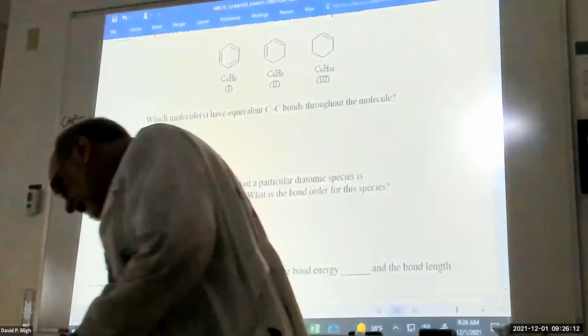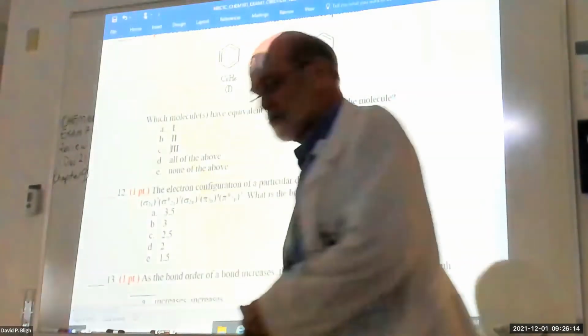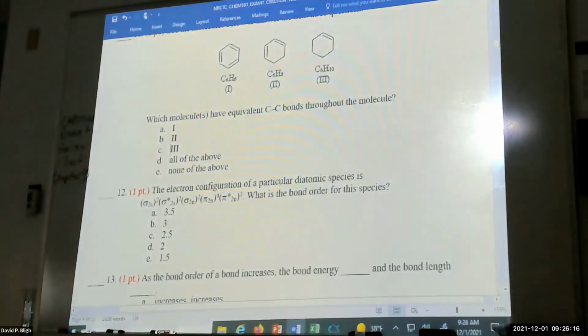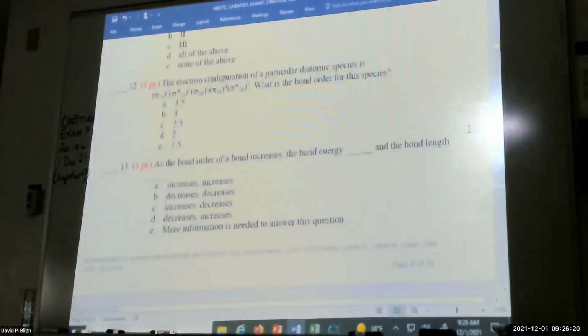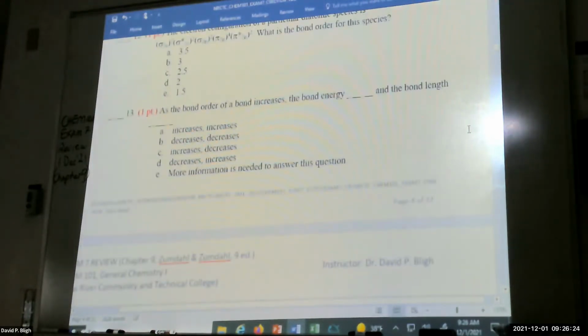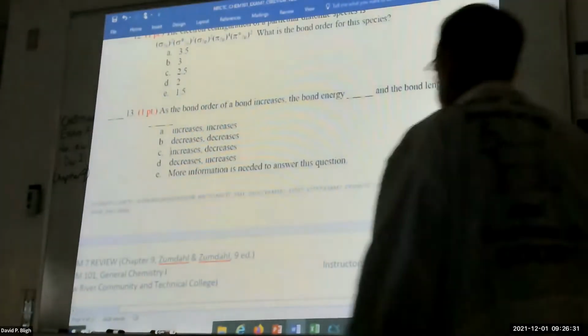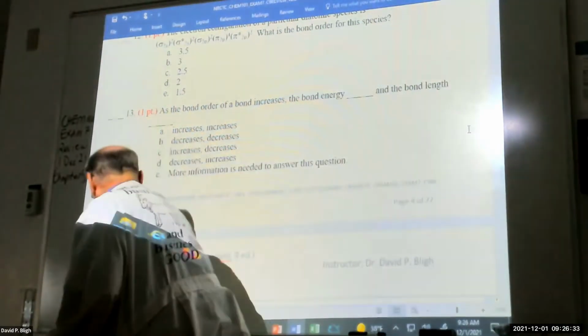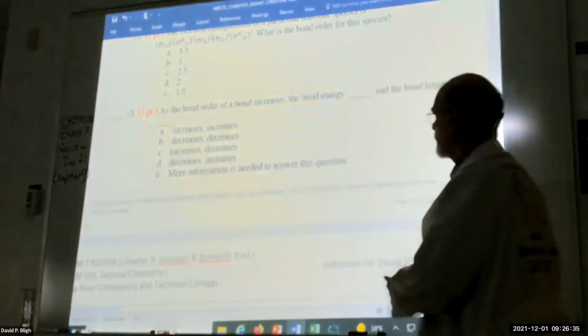Let's see. Oh, we got to do 13. So I guess I better scroll. Yeah, that's a good place for it. I'm gonna have to get another marker. For some reason it's crapping out on me.